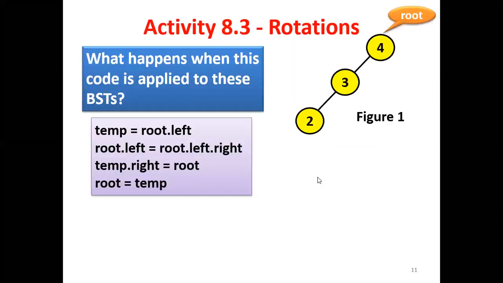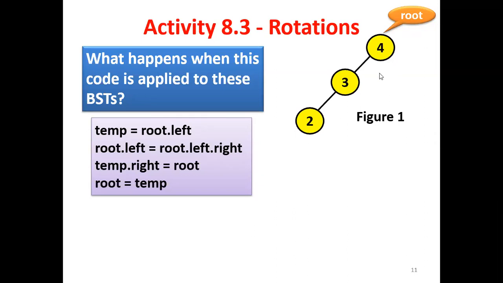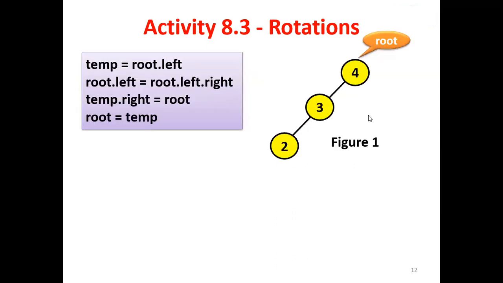For this activity, we have to rotate this tree to make it balanced. So how do we perform the rotation? We have to look at the root nodes. This is the root node. The reason why we want to perform the rotation is to reduce the height. So this is 1, 2, 3, these 3 levels. So the height here is going to be 3, and we want to reduce the height.